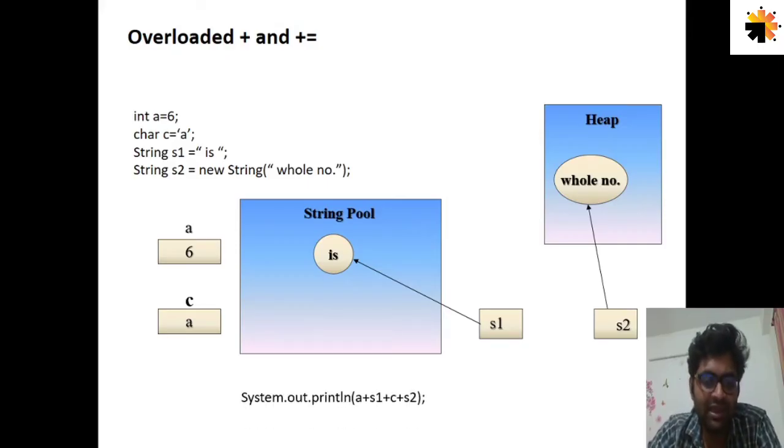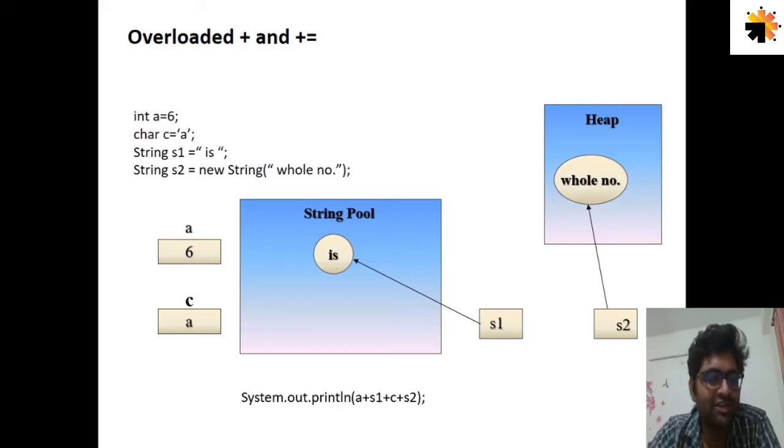System.out.println(a + s1 + c + s2). So plus is a concatenation, so concatenation of strings over here. a is nothing but 6, s1 is nothing but "is", c is nothing but 'a', s2 is nothing but "whole number". So what happens here? It is "6 is a whole number". So before printing this statement, it will create a new object which is "6 is a whole number".